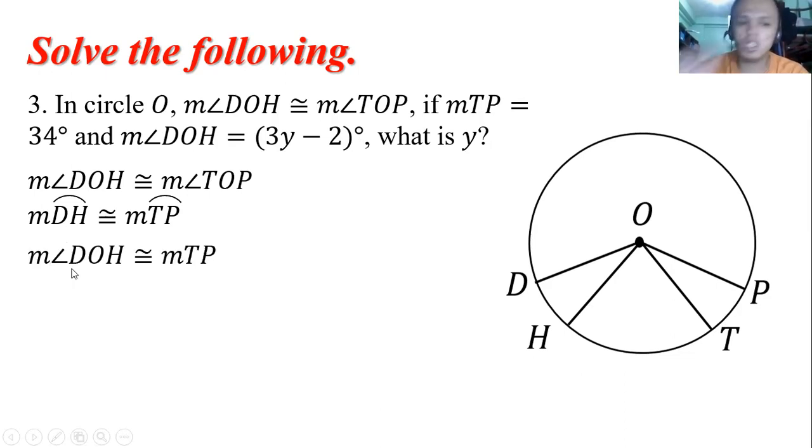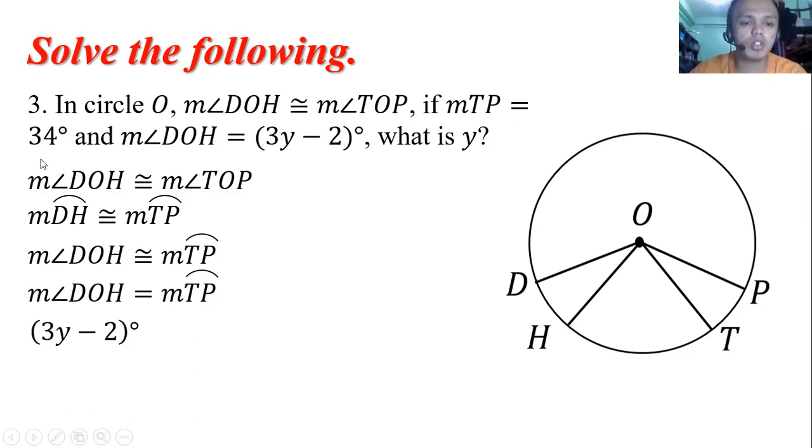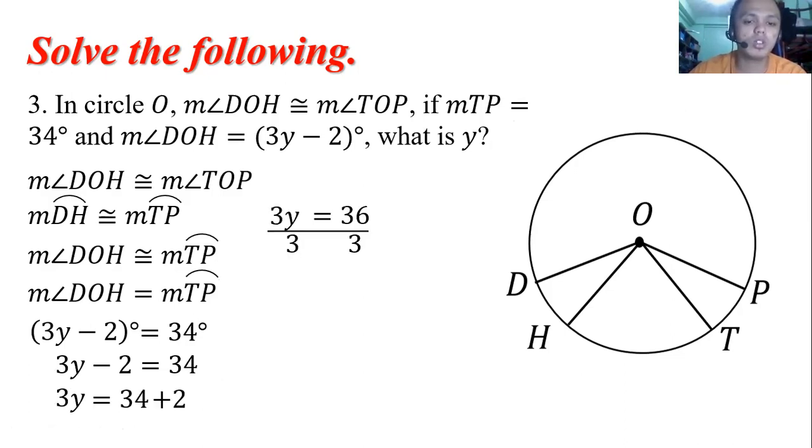So therefore, measure of angle DOH is equal to, congruent to measure of TP, okay? And they are equal, no? Followed by equal sign. Now, substitute your DOH to 3y minus 2, and then your TP to 34 degrees. Tanggalin natin yung degree signs. Then transpose negative 2 to the other side. You have 3y equal to 34 plus 2 is equal to 36. Now then divide both sides by 3, no? Cancel this out. Then your y is equal to 36 divided by 3 is equal to 12. So your y here is 12.